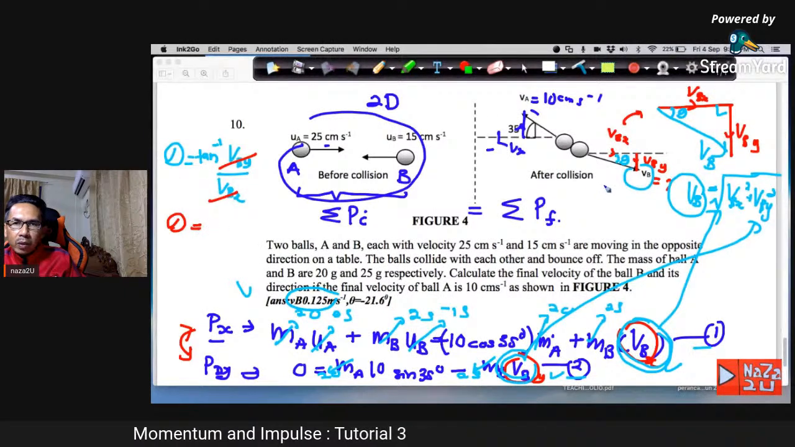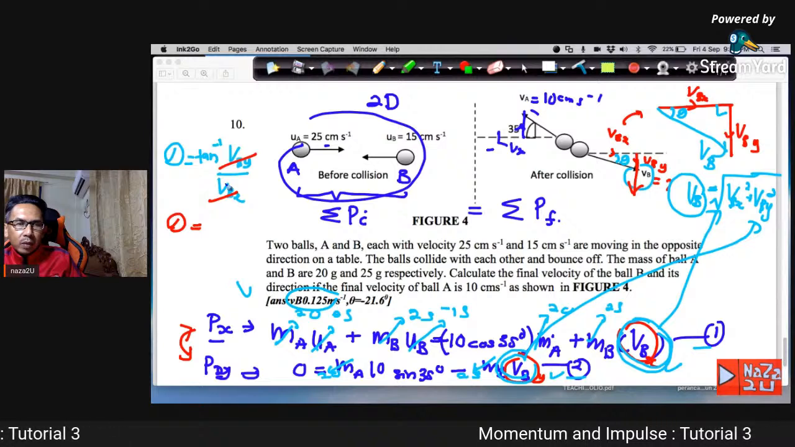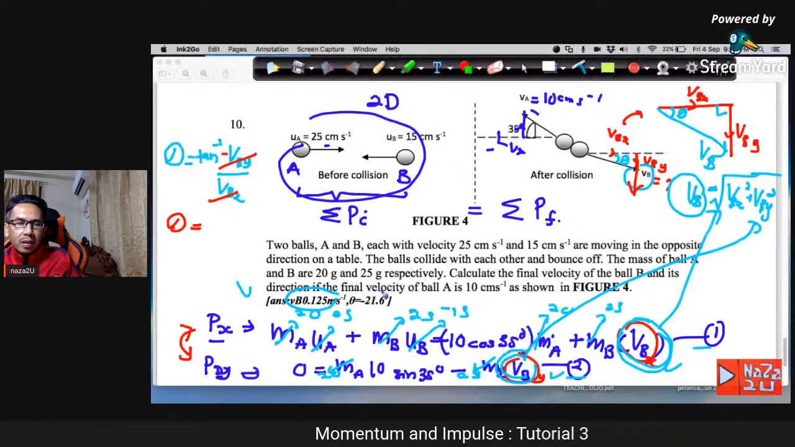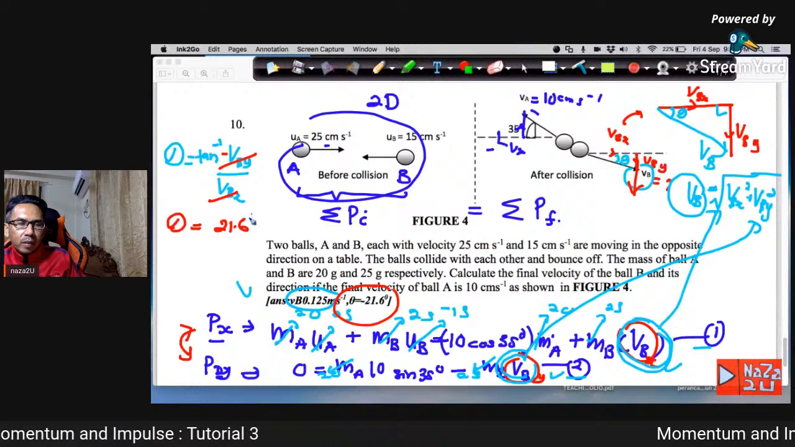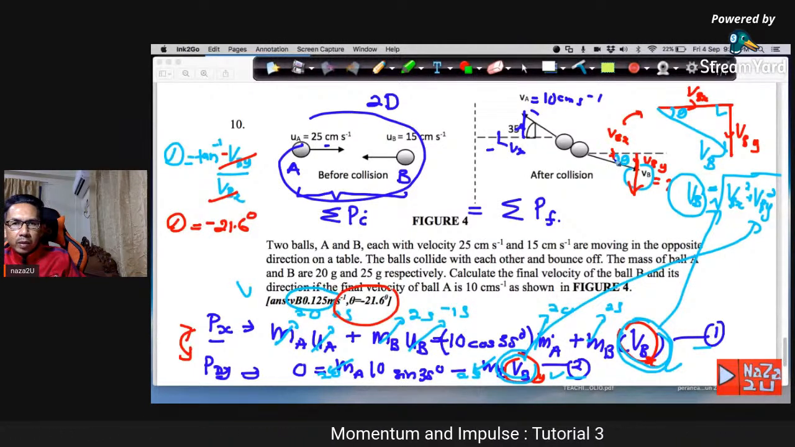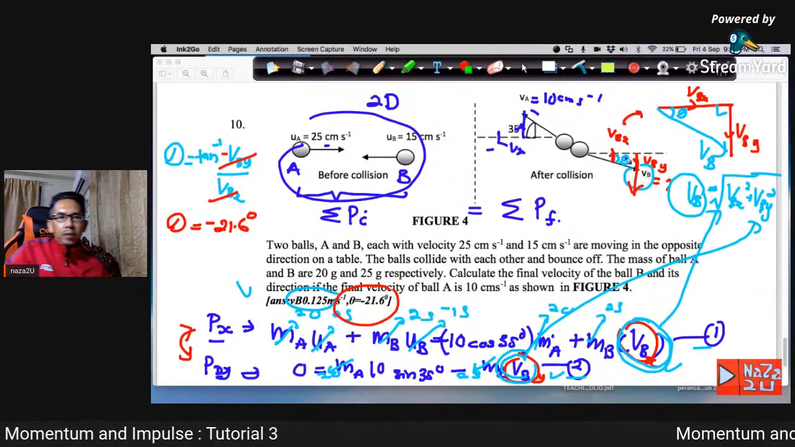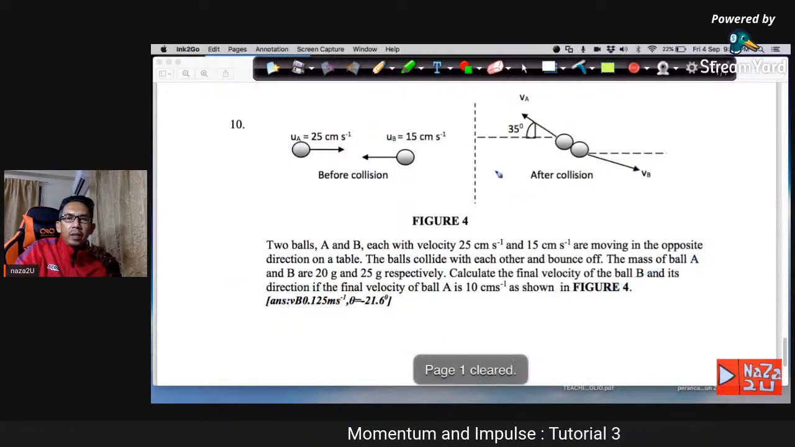Cuma kat sini VBY tu dia ke bawah. So meaning we have a negative. That's why kamu akan dapat sini. Nanti kamu kira, kamu akan dapat dia theta is a 21.6 degree tapi dia ada negatif. That's why tangent negatif ni berada pada sekuan yang inilah theta kat sini. Okay kelas. Jadi kita sudah sampai ke habislah.